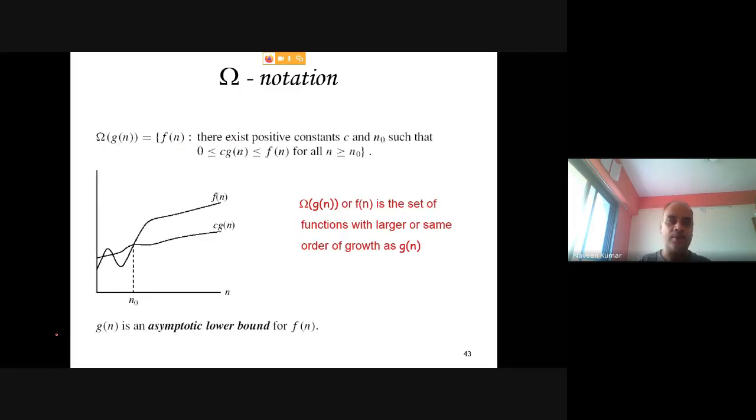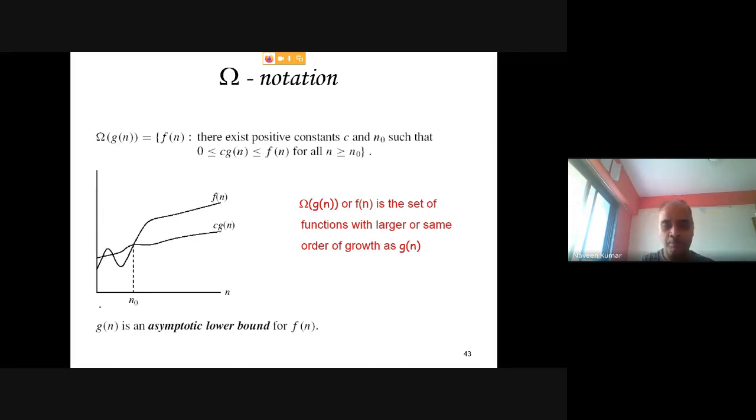Now let us come to another notation. Same as big O notation, there is another notation called big omega. Don't say ohm, right? It is big omega, as in algebra. So how is this big omega defined?